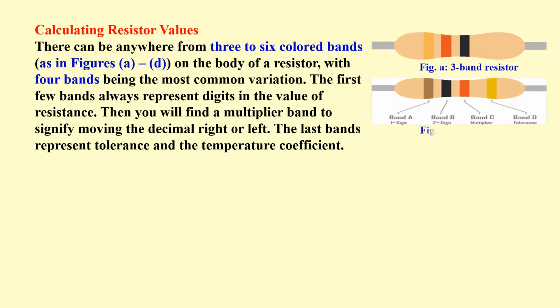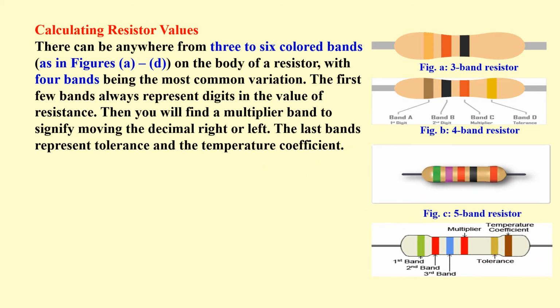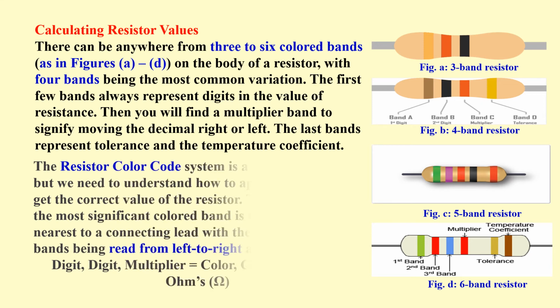There can be anywhere from 3 to 6 colored bands as in figures A to D on the body of a resistor, with 4 bands being the most common variation. The first few bands always represent digits in the value of resistance. Then you will find a multiplier band to signify moving the decimal right or left. The last bands represent tolerance and the temperature coefficient.